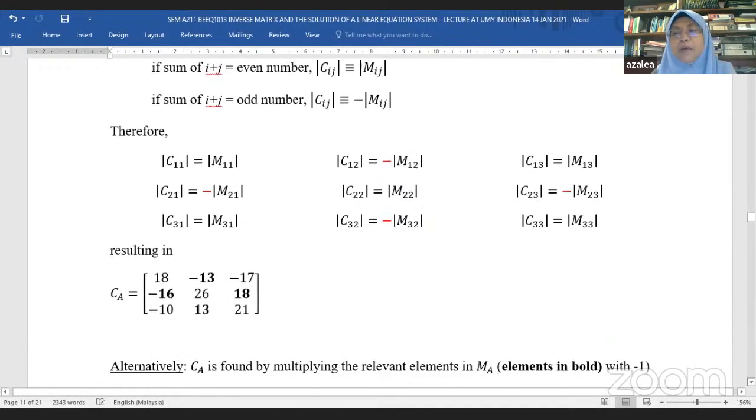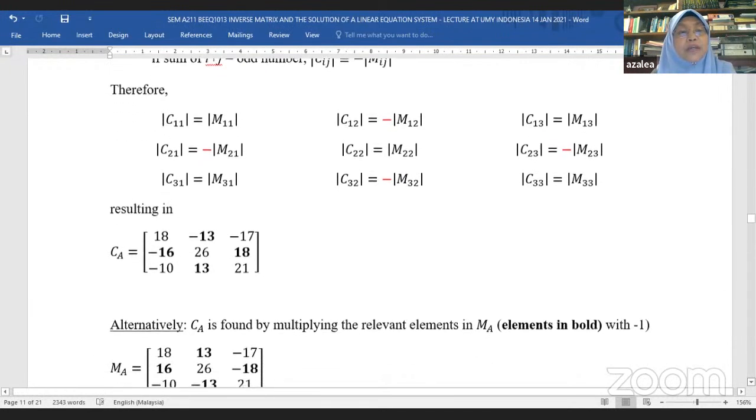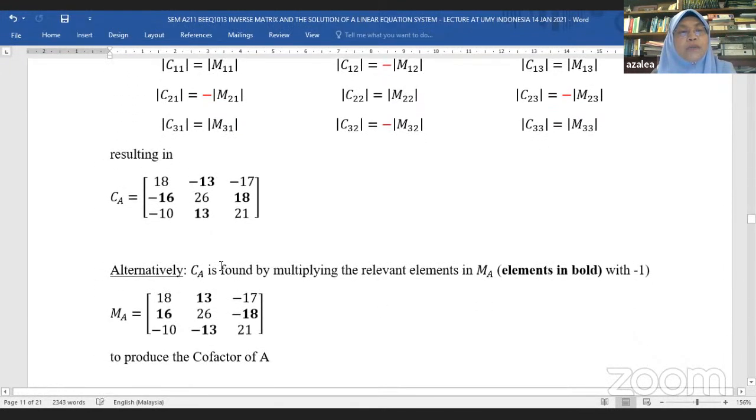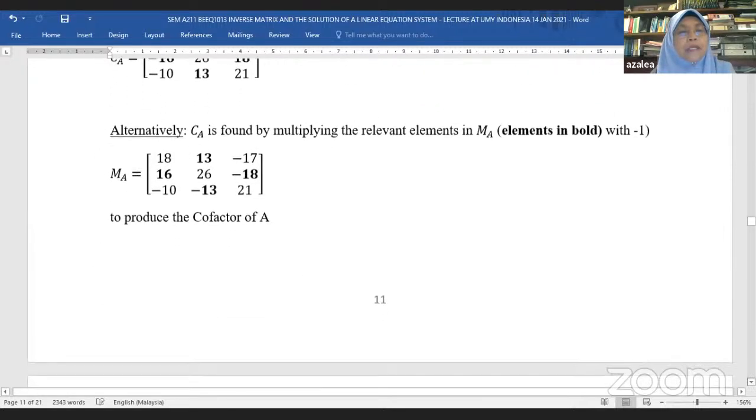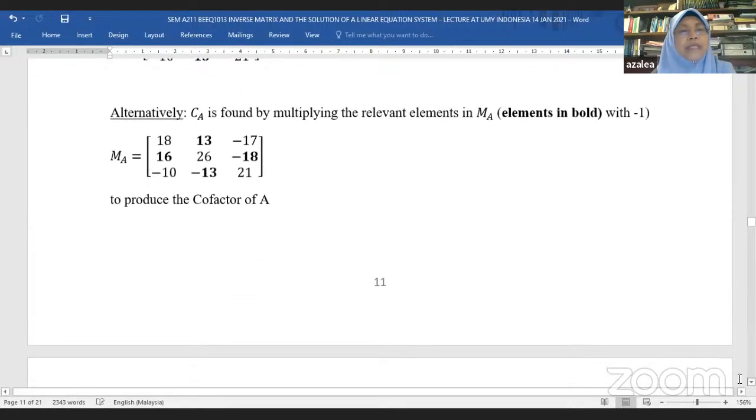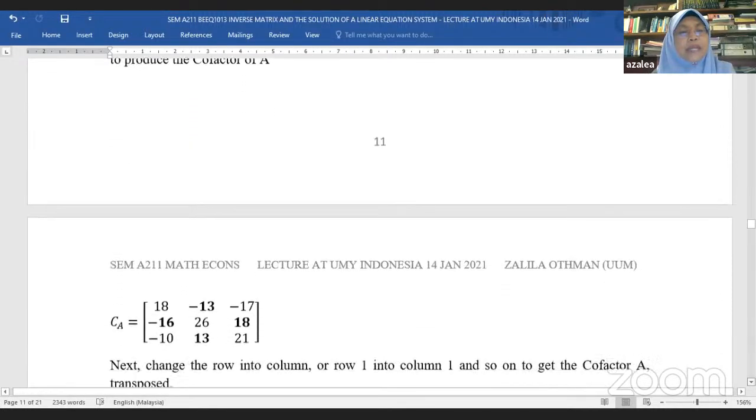Okay, depending on their position, this is what we get: 18, minus 13, minus 17, after you have adjusted the sign of the minus. Since the minor is 18, 13, minus 17, once you adjust the sign, you'll get this, yeah?